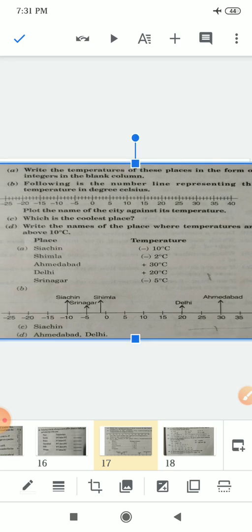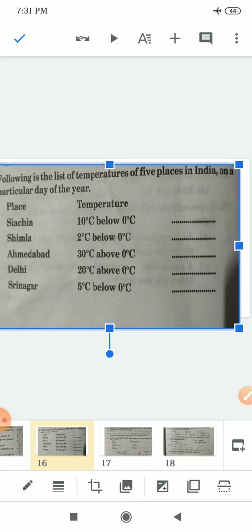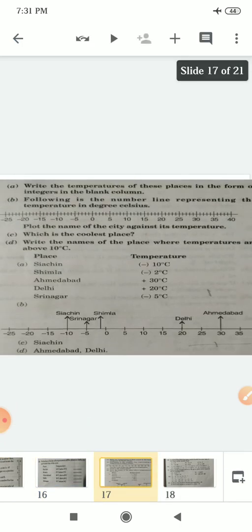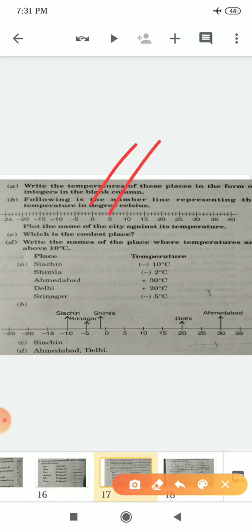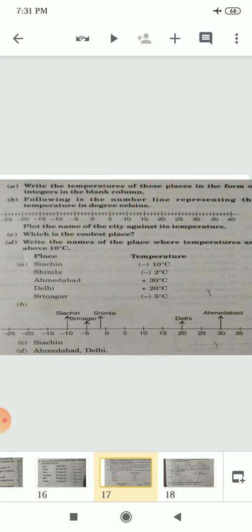As you can see here, we have temperatures 5, 20, 30 and 10. Some are negative, some are positive. So we have to take the difference of 5, 5. It means 0, 5, 10, 15, 20, 25, 30, 35, 40. In the same way, what is positive here, the same will be on the negative side. The numbers will be the same, but they will be with a negative sign.